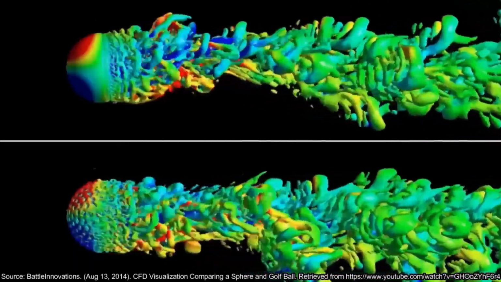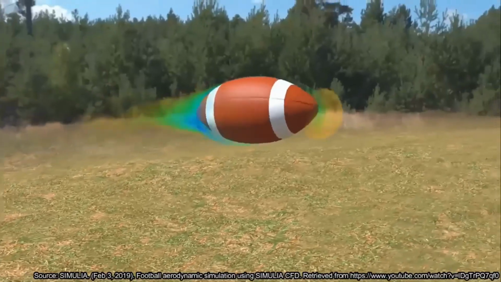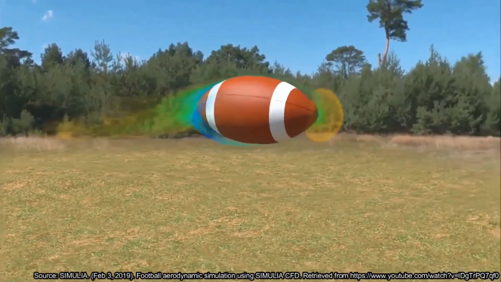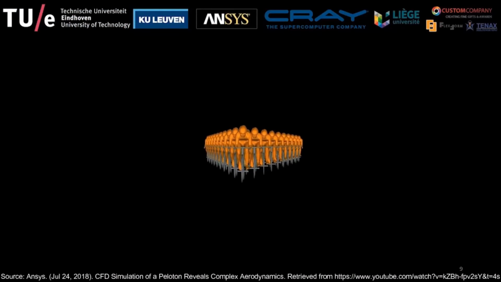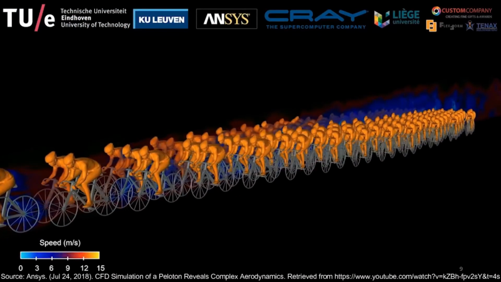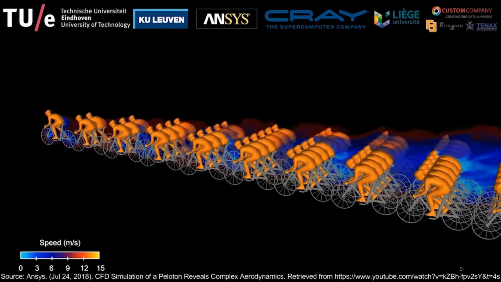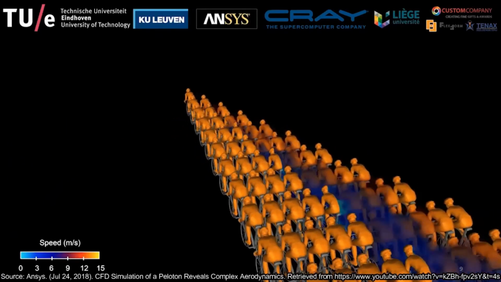Not only football, you can see golf balls as well. This is a simulation of a rugby ball thrown in the air. The colors represent pressure variations. Another example of CFD used in sports is shown here. This is a simulation of the famous bicycle races conducted in France, the Tour de France.